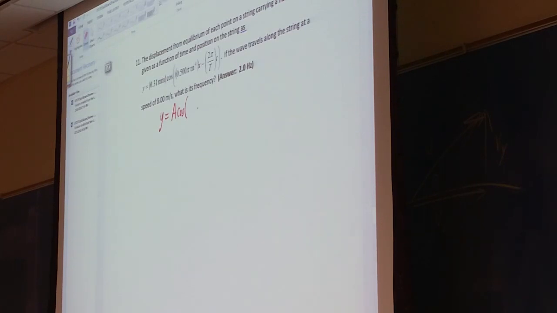I want to do the college physics version of this, which is 2 pi over lambda times x. That's a lambda, okay? Minus 2 pi over capital T times little t. There you go. So we're given the wave speed and we want to find its frequency.